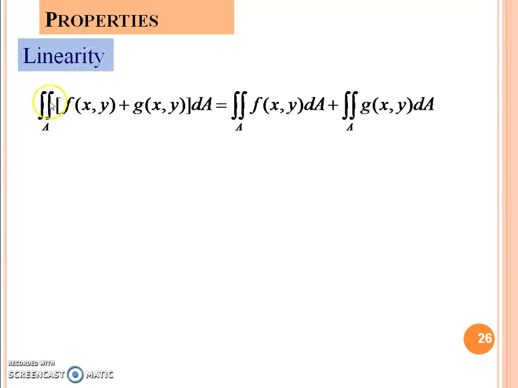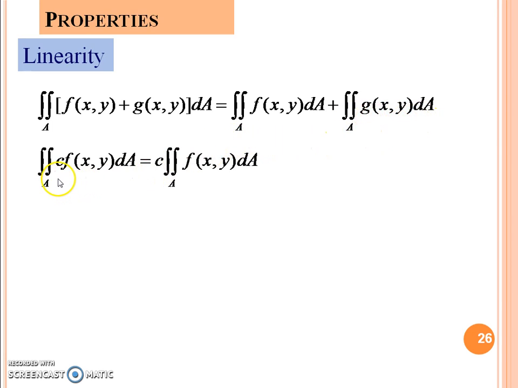We discuss the properties of double integrals. Linearity property: if there is an addition of two functions f(x,y) and g(x,y), then the double integral of this addition can be written as the addition of two integrals, the integral of f(x,y) plus the integral of g(x,y). And if the function is multiplied by some constant c, then this c can be written outside the integral.